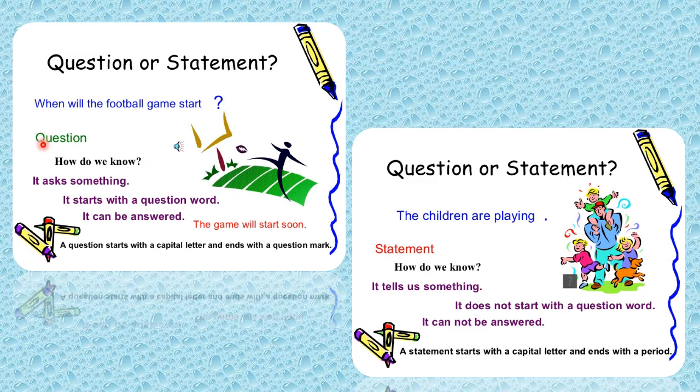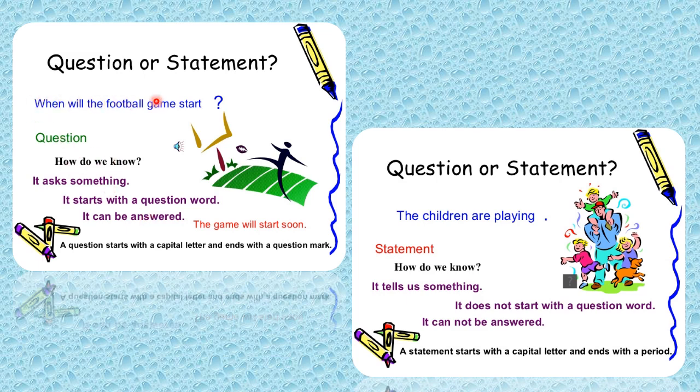A question sentence is a sentence when we ask something. When we ask something, that is called a question sentence. It starts with a question word like what, how, when. Apart from the question word, we already learned the rules to frame an interrogative sentence by adding did, do or does, or by changing the positions of the helping verb or being verb with the subject. So this kind of sentence can be answered.